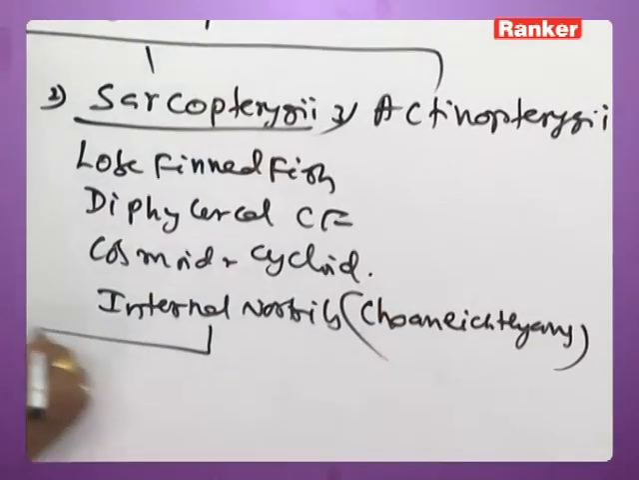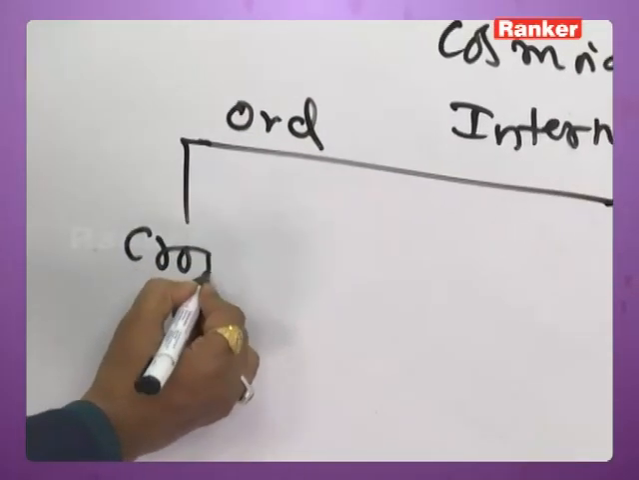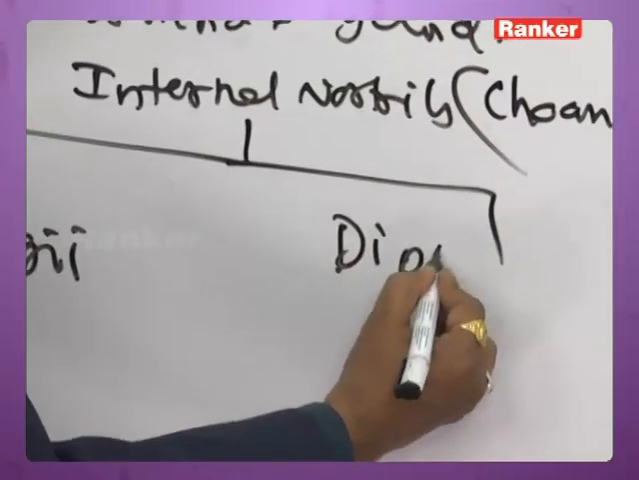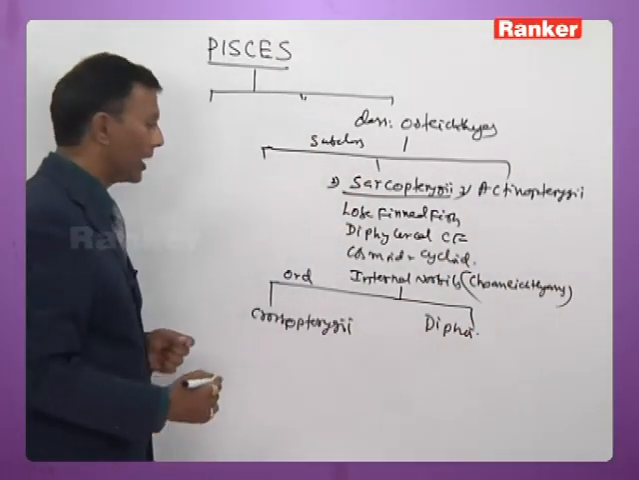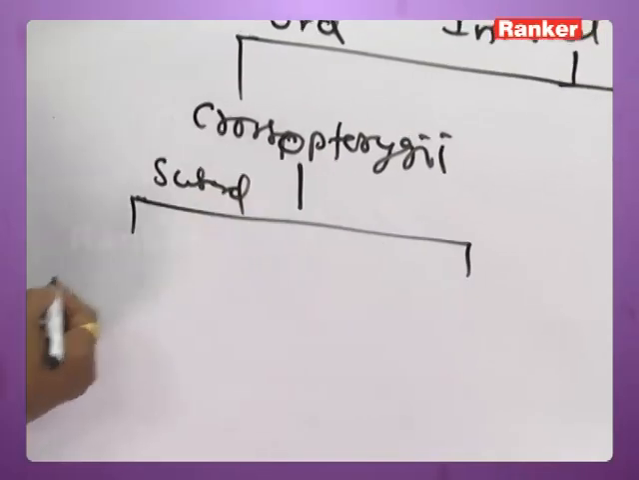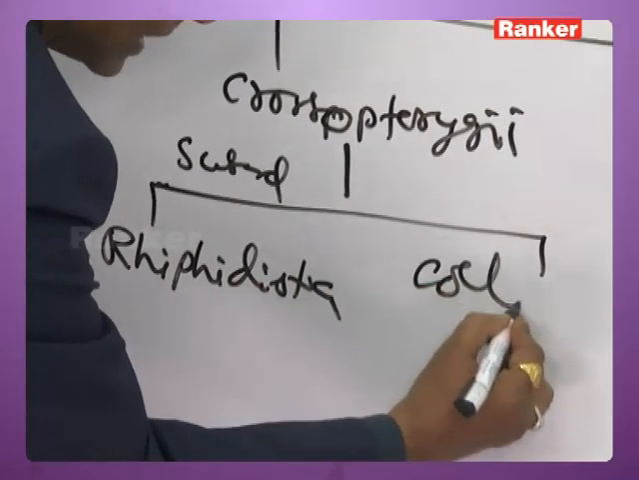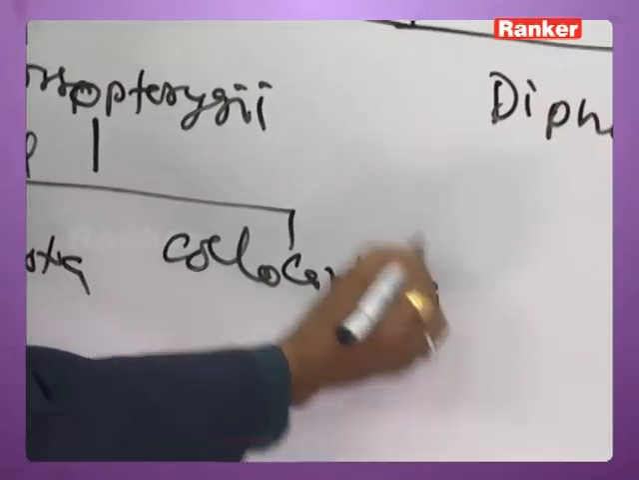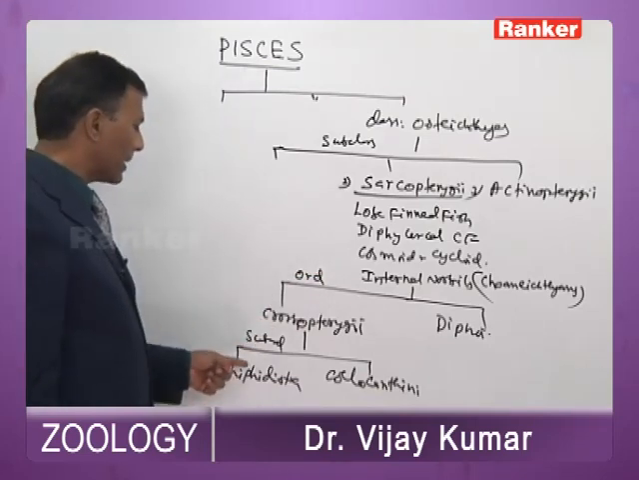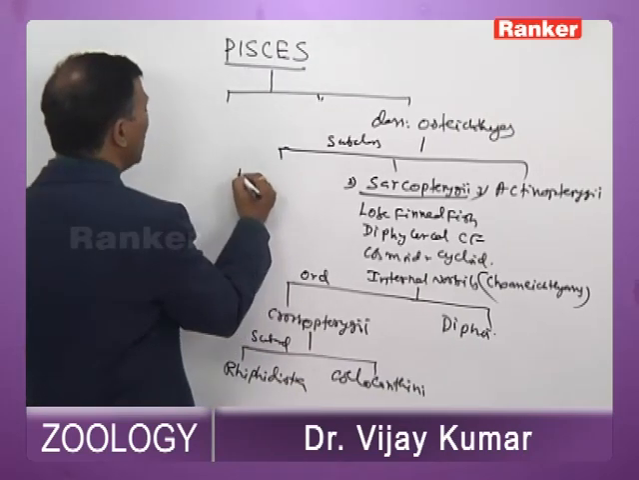Then the Sarcopterygii is divided into 2 orders: order Crossopterygii and order Dipnoi. Order Crossopterygii is divided into two suborders: suborder Rhipidistia and suborder Coelacanthini. Now Rhipidistia is represented by Eusthenopteron.